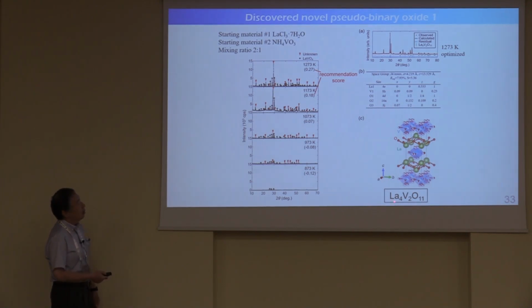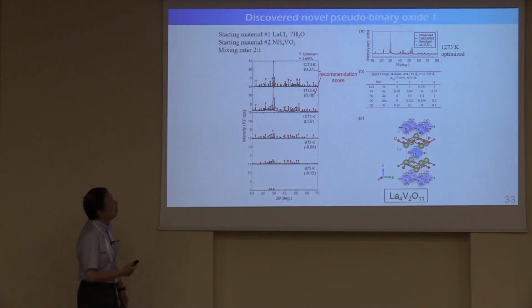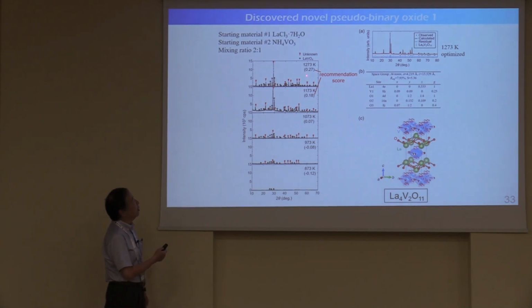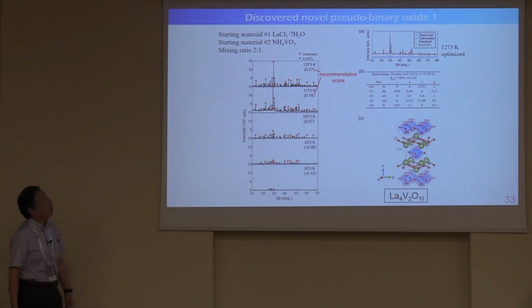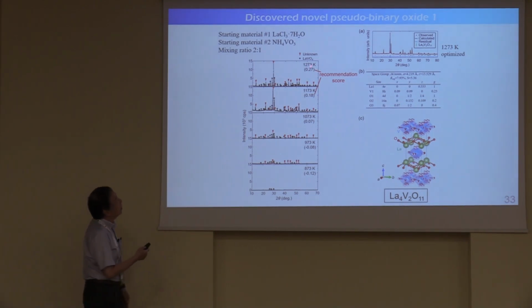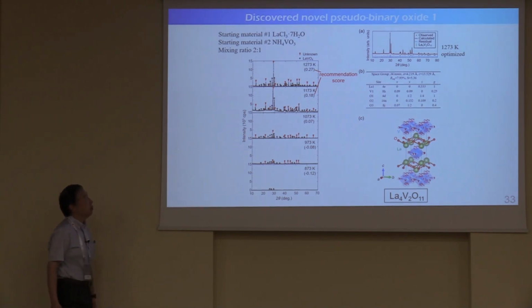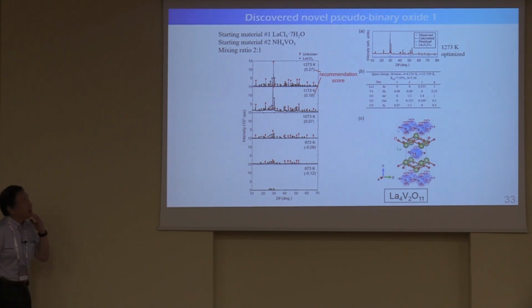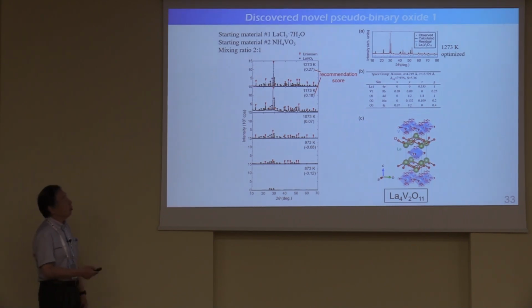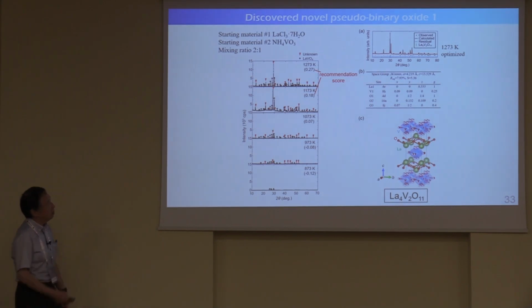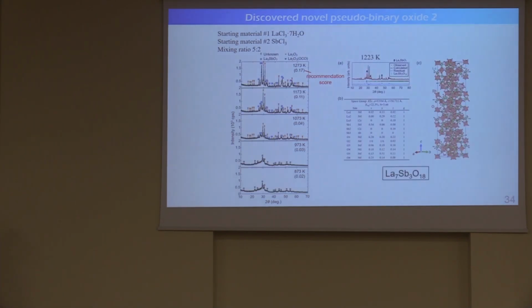For this lanthanum vanadium oxide, the recommendation score was something like 0.27 or 0.19. It is not extremely high, but with this condition, we were able to find something new, which is not yet reported, and we succeeded to synthesize that, and also we succeeded to characterize this material. And also for this lanthanum antimony containing material, we got this new material.